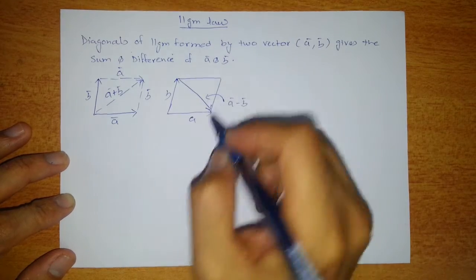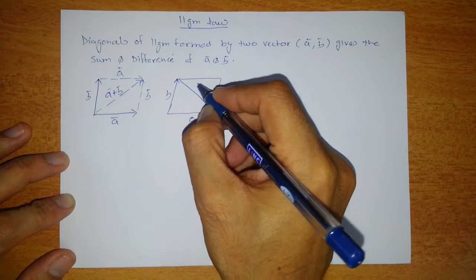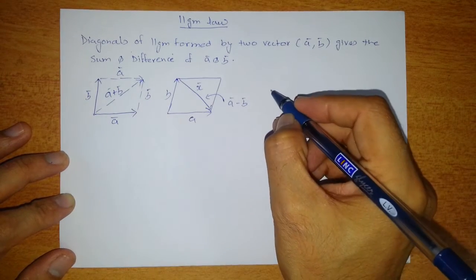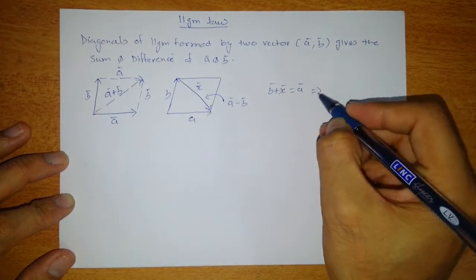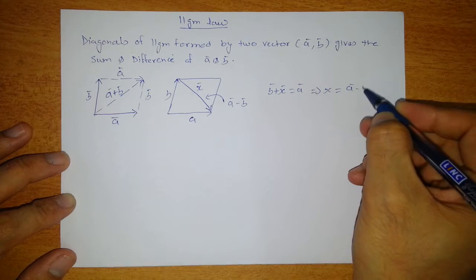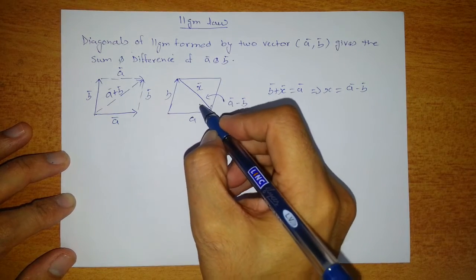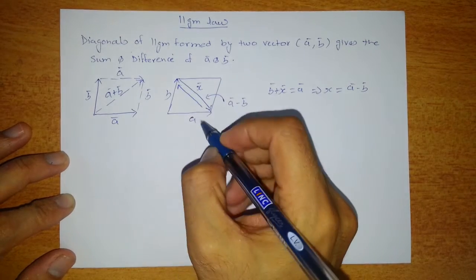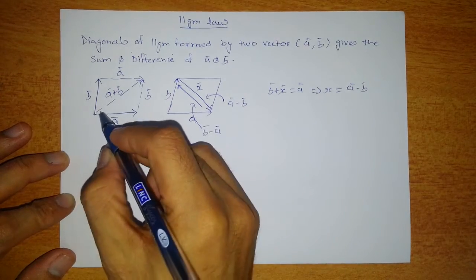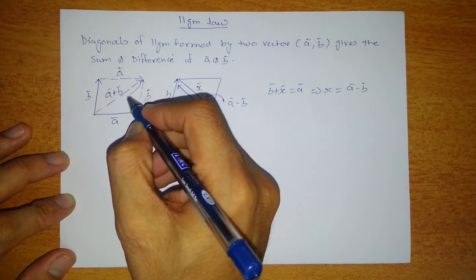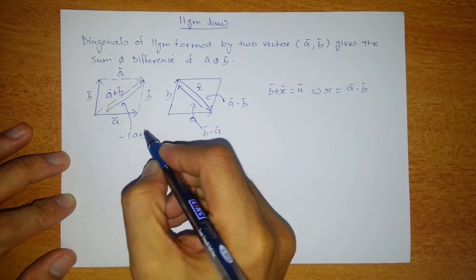So how can we find out whether this vector is A minus B or B minus A? Let's say this vector is X. With the help of the triangle law, we can easily say B plus X is nothing but A. So X is nothing but A minus B. The opposite of this vector will be B minus A. So this will be A plus B, and again the opposite of this will give you negative of A plus B.